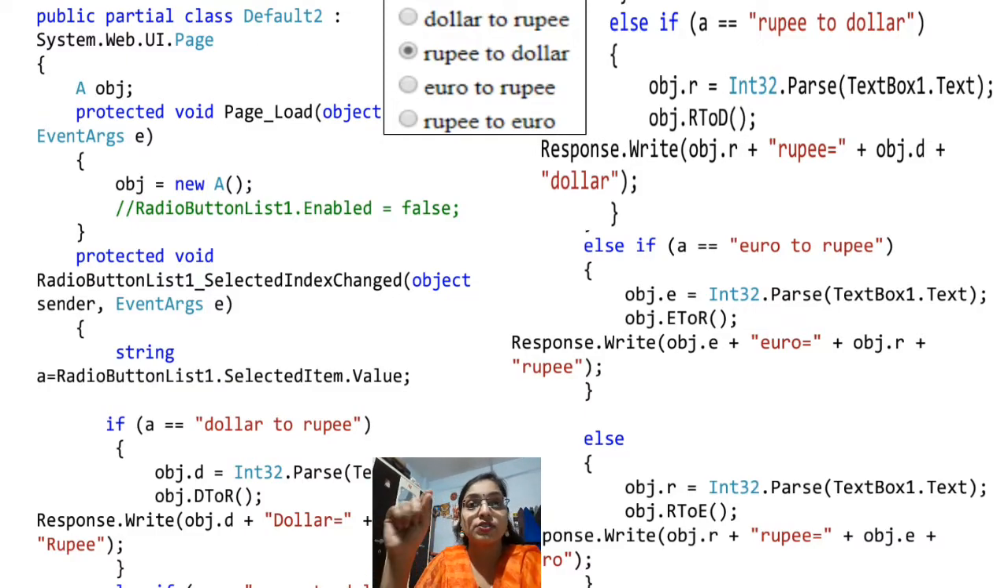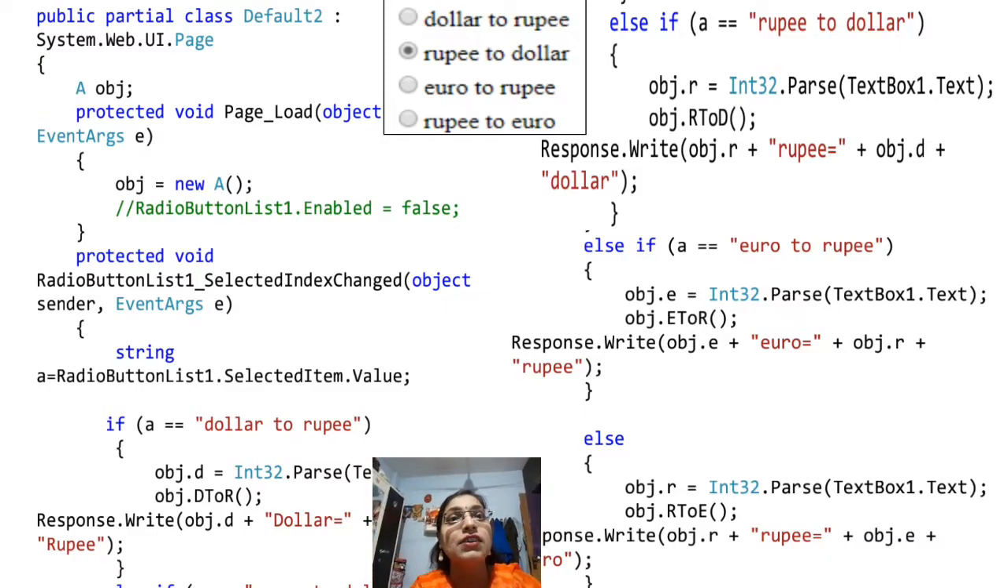So in the case of this program we have used RadioButtonList1, so you have to write the code on the RadioButtonList1 SelectedIndexChanged event. Within that I have declared one variable, string a equal to. Now we have to take the value. Value means the text which we have written, dollar to rupee. These are nothing but the values. So we want this text. How will we get this text? Just by writing RadioButtonList1.SelectedItem.Value. I hope this is clear.